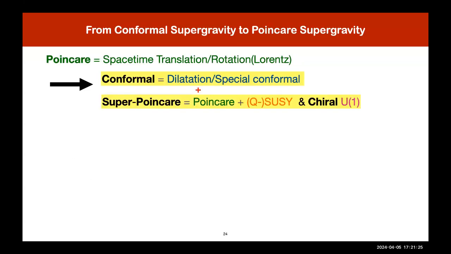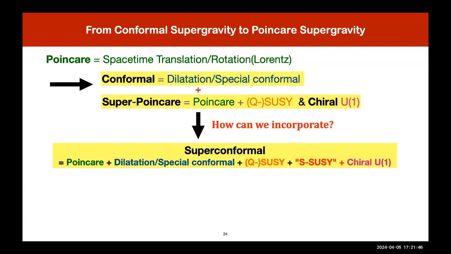So getting back to the story of conformal supergravity. In addition to the conformal group, we may consider some supersymmetry, right? Then these are going to be called the superconformal symmetry. In this case, the superconformal symmetry is defined by the Poincare and conformal groups, the ordinary Q supersymmetry, and another type of supersymmetry, which is called S-supersymmetry.